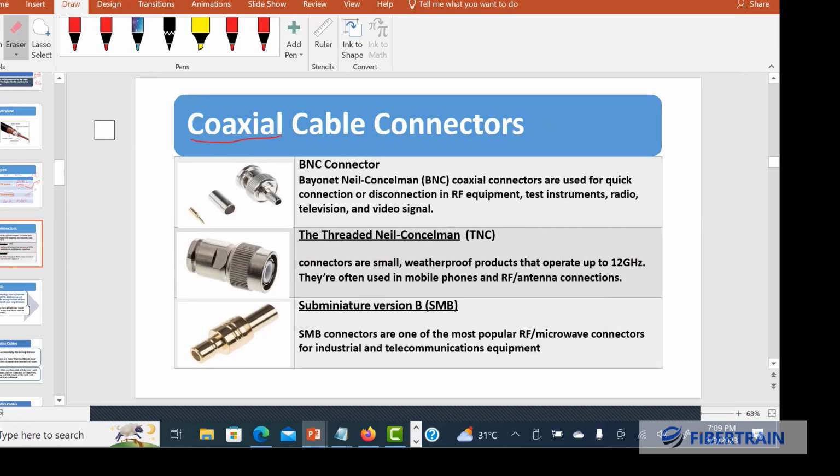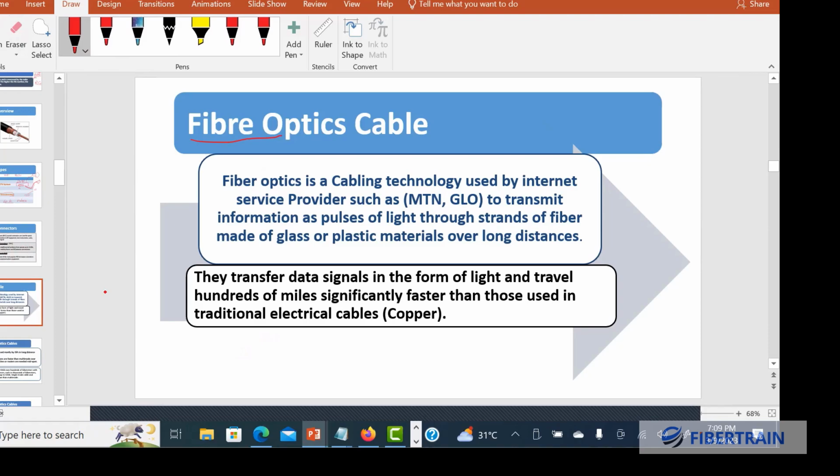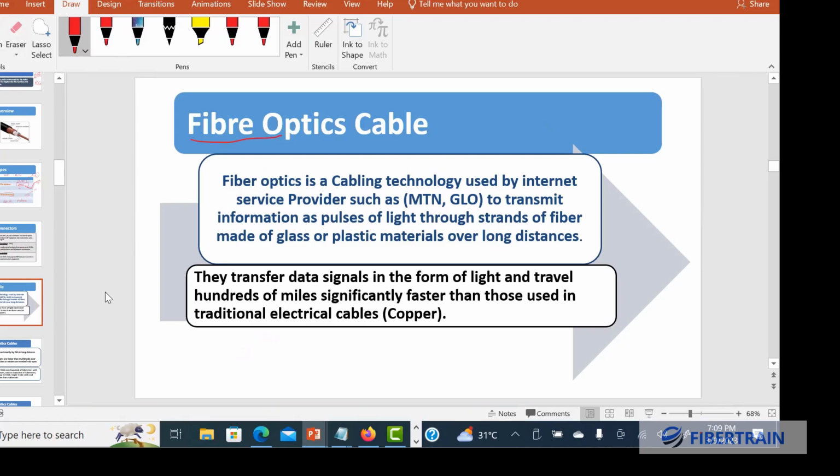The last type of network cable that we're going to look at is fiber optics. This one is a monster type of cable. Fiber optics is a cabling technology used mostly by ISPs, and ISPs are internet service providers. Over there in Canada you have things like Comcast, Verizon, etc. But here we have MTN, Glo, Airtel, Spectranet, etc. These are the internet service providers, and they are the ones that mostly use fiber optic cables. They lay it on the ground.